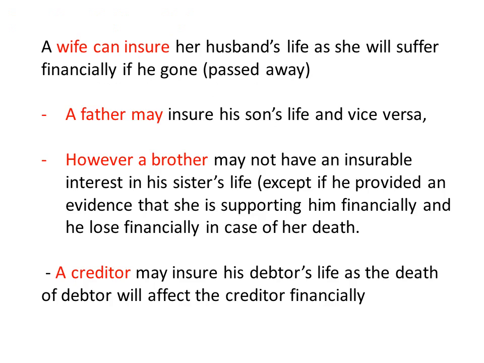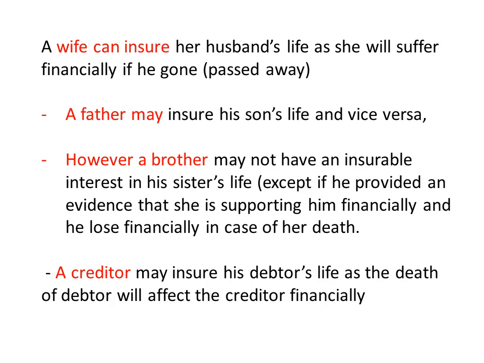A wife can insure her husband's life, as she will suffer financially if he passes away. A father may insure his son's life, and vice versa, meaning a son can insure his father's life. However, a brother may not have an insurable interest in his sister's life, except, and this case is rare and we can call it an exception, if he provides evidence that she is supporting him financially and he loses financially in case of her death.